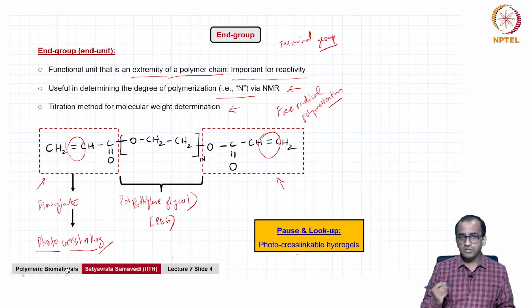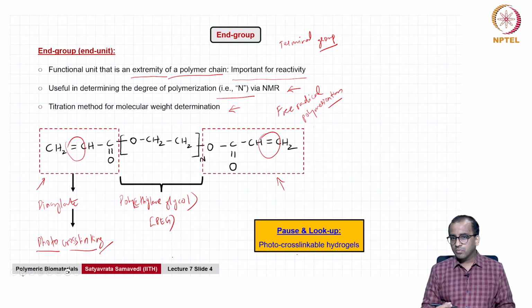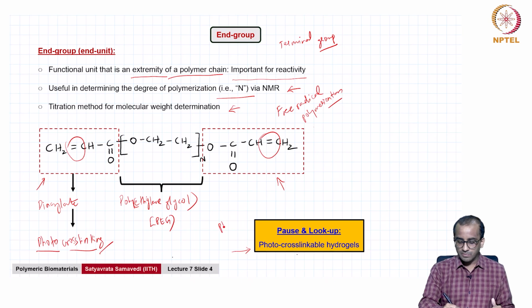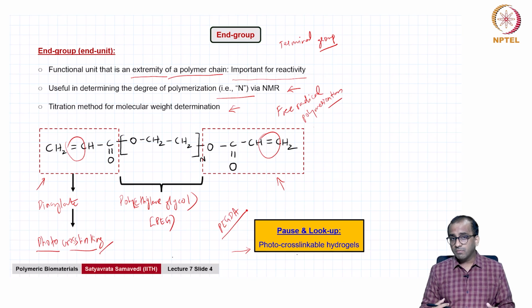So, at this juncture, I would encourage you to pause and look up how photo cross-linkable hydrogels, for example, polyethylene glycol diacrylate, are used in biomedical applications. It is a very fascinating set of applications, right from encapsulation of cells to understanding how cells interact with hydrogels, to controlled release applications, to tissue engineering. There is a whole gamut of applications for which photo cross-linkable gels can be used, and PEG diacrylate is just one example of them.